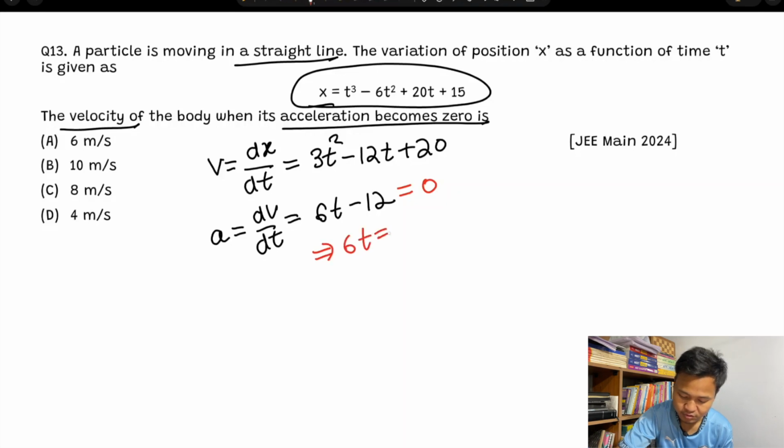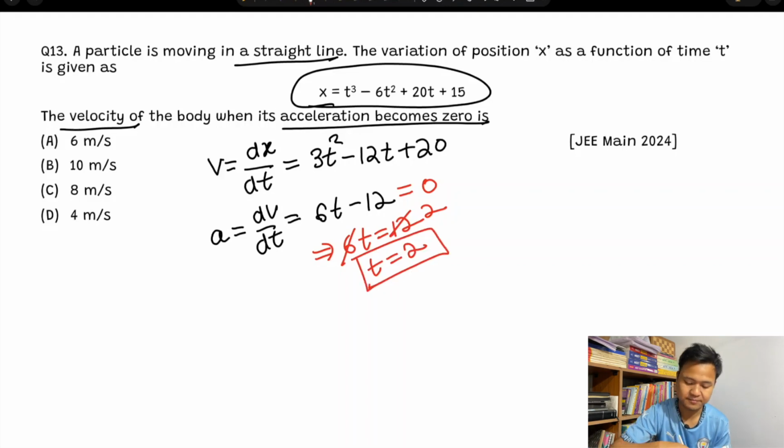So 6t is equal to 12. So what is the time? So time is 2 seconds.